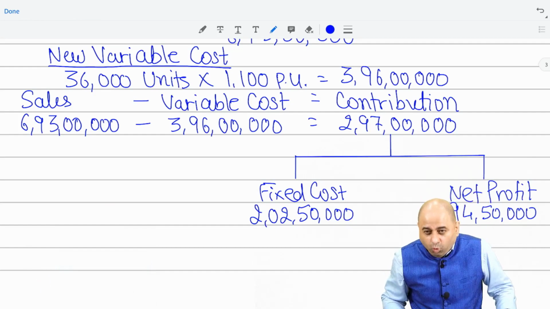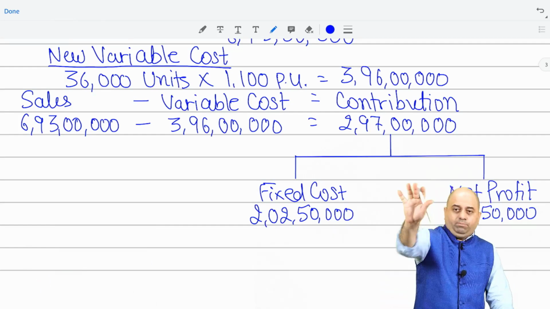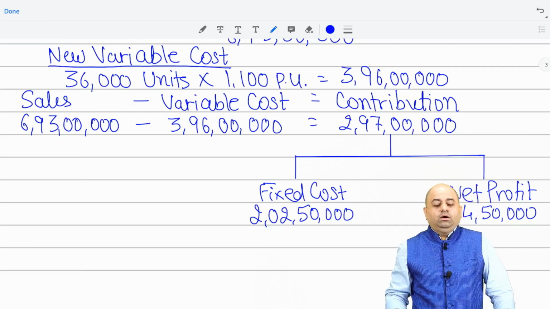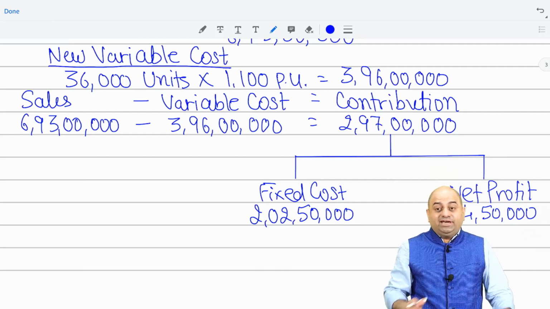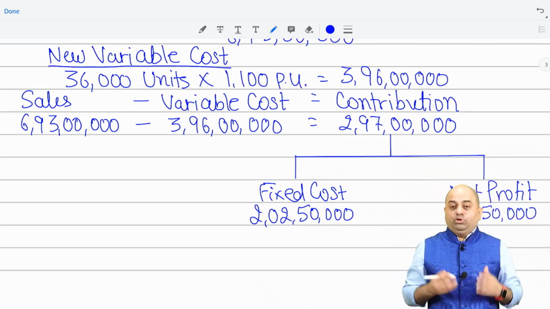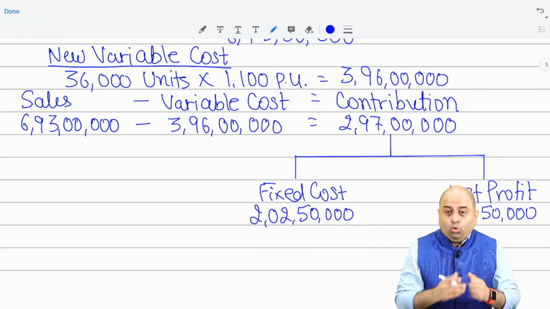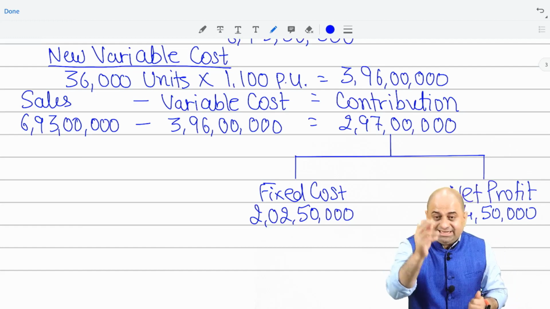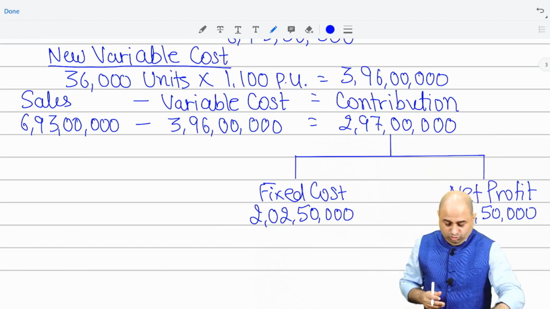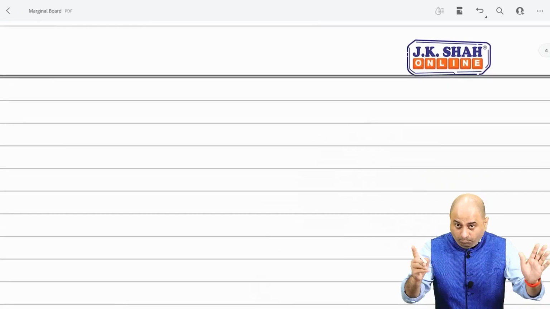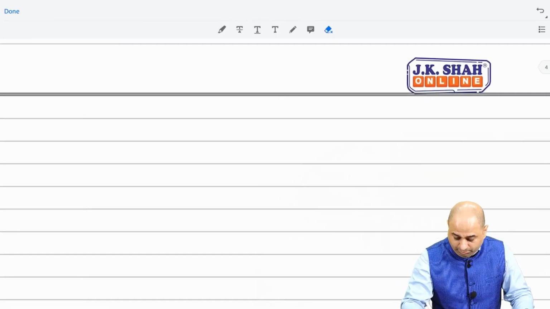Now just one point. This first required part is over. I'll go to the second required part. Just one point that I would like to tell you: how sales could have been calculated differently. What I am told, what is the change? 10% increase in selling price, 10% reduction in sales volume. So I am just doing this plainly from a concept purpose.